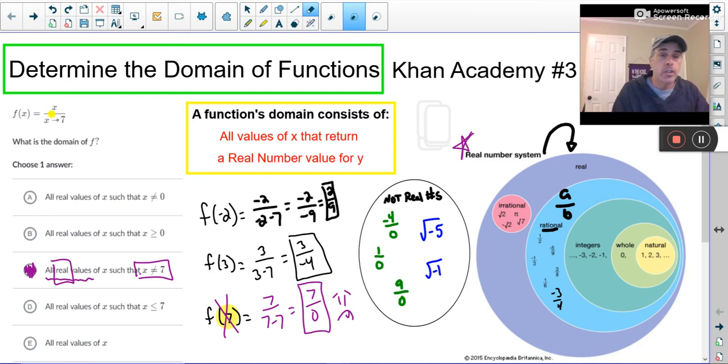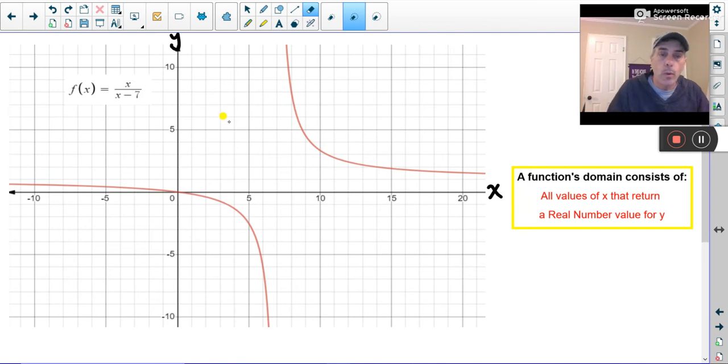So on the next slide, what you're going to see is a Desmos picture of x divided by x minus 7. And when you look at the Desmos picture, what you're going to notice is that the function has this red part that goes here, and it has another red part that goes here. And we can actually see something that helps us understand what is part of the domain and what is not.